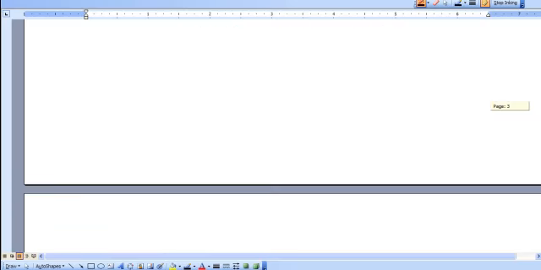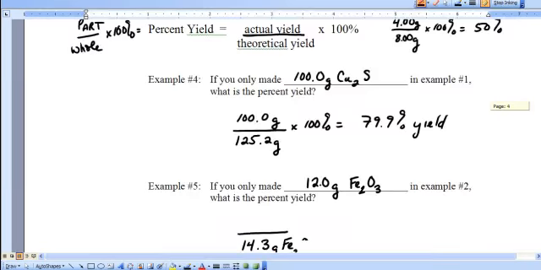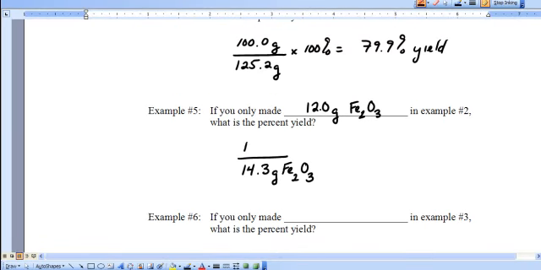Now, as we go back down to that last page, in this case we only got 12 grams of rust. Times 100%, and it looks like our yield in this case would be 83.9%.